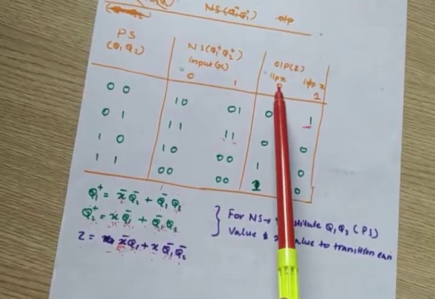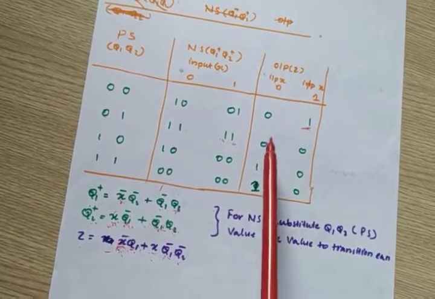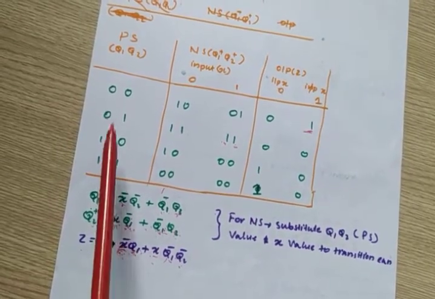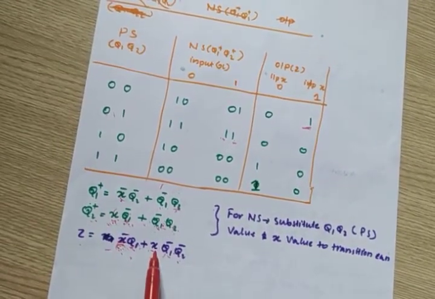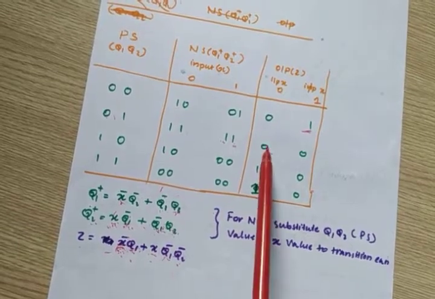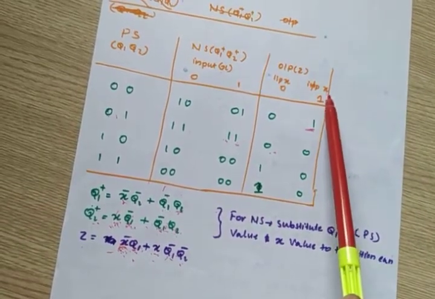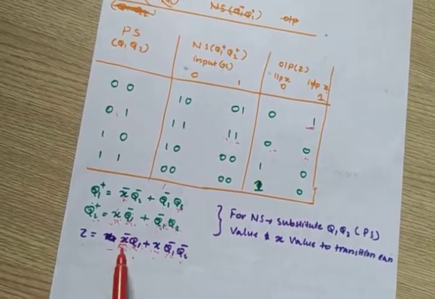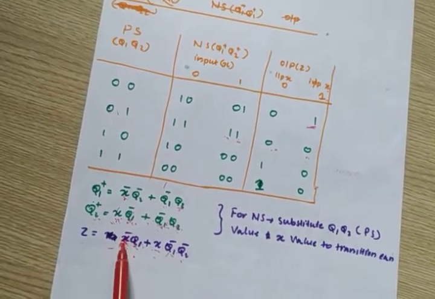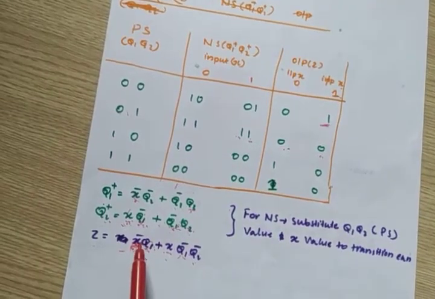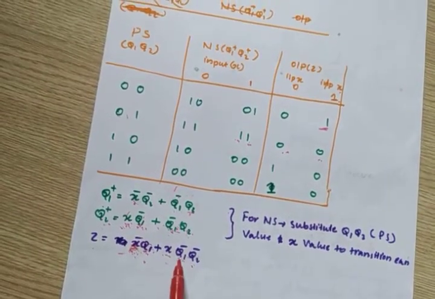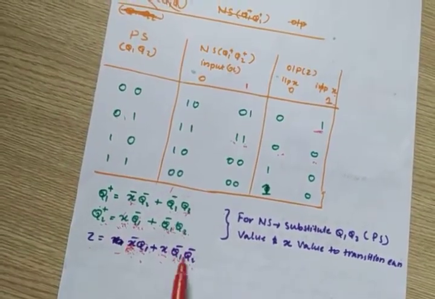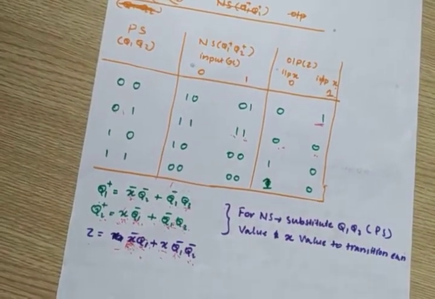Now the output, x equal to 0, what is the Z output? x equal to 0, so here it is 0. Why? Because Q1 is 0. Here x equal to 0, so this term is 0, 0 plus 0, 0 here. Next input x equal to 1, what is the next state? So here x equal to 1, so this term is 0, because we are considering x bar. And this Q1 bar Q2 bar, one time Q2 bar is 0, so this term is 0, 0 plus 0, 0 here. Like that you have to proceed.